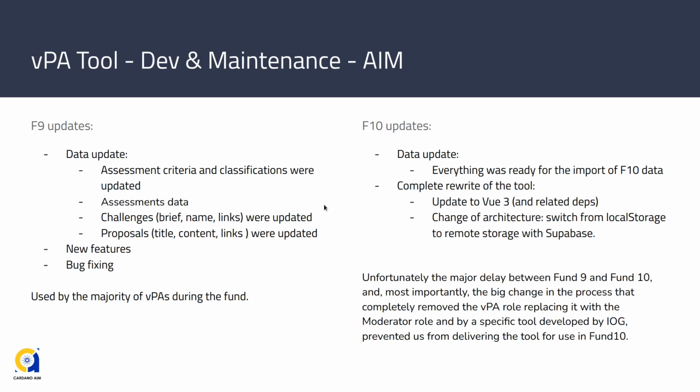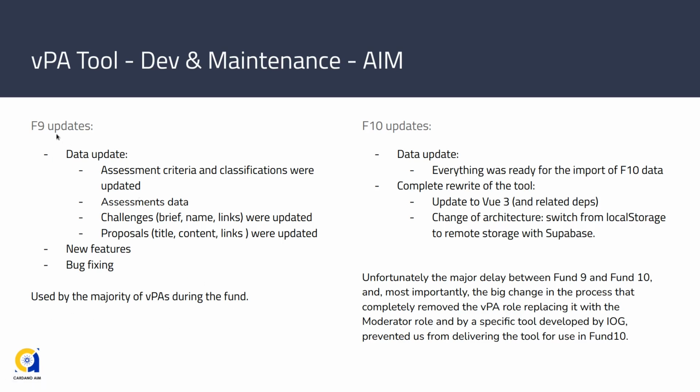For the vPA-tool, we also had a similar approach. The tool was used in Fund 9, and for this reason all the data, like the assessment criteria, assessments, challenges, and proposals, needed to be updated. We also introduced new features, like a new set of filters, and we fixed the bugs reported by the community. As for the PA tool, the vPA-tool was used by the majority of the vPA cohort and preferred to the spreadsheet approach. For Fund 10, everything was ready for the data migration, as it was for the PA tool, and there was also a big development effort.